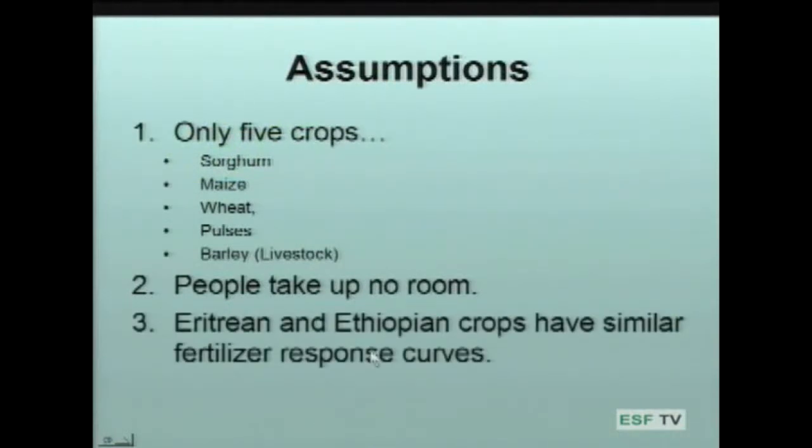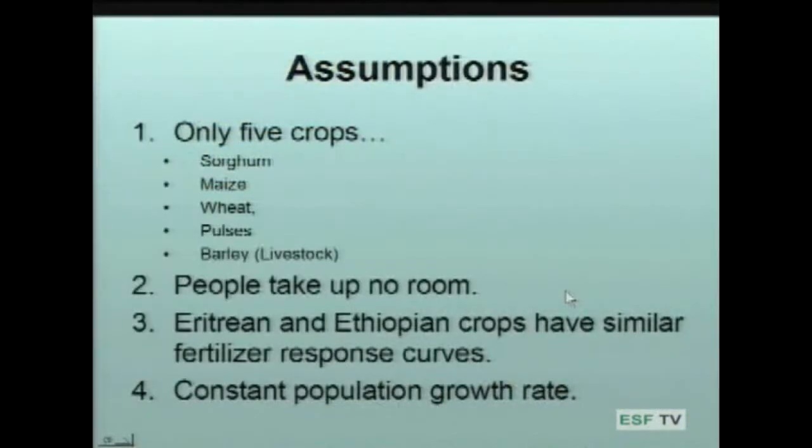I used Ethiopian response curves for fertilizer. I was forced to do this because not a lot of data exists for Eritrea since it's such a new country. And since it used to be the same country with Ethiopia, it might not be a bad assumption. I also used constant population growth rate. I made it smaller from 2.7, the current rate, to 2.4.